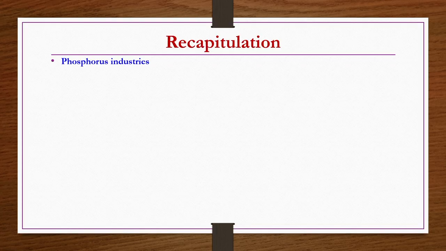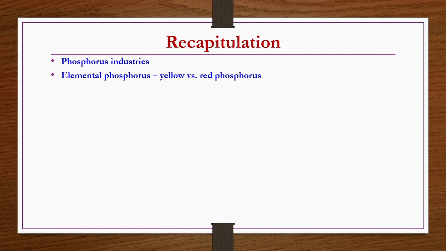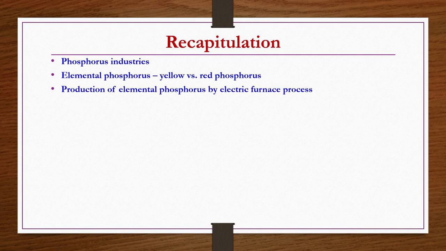Before going into the details of today's lecture, we'll have a recapitulation of what we have discussed in the previous lecture. In the previous lecture, we started discussion on phosphorus industries, how it compares with the nitrogen industry, especially with respect to the growth, how it has grown, etc. Then we started discussions on elemental phosphorus, that is yellow versus red phosphorus, their properties and differences. Then we started discussion on production of elemental phosphorus by the electric furnace process, under which we discussed the reactions, raw materials, quantitative requirements, process flow chart and description, major engineering problems, etc.